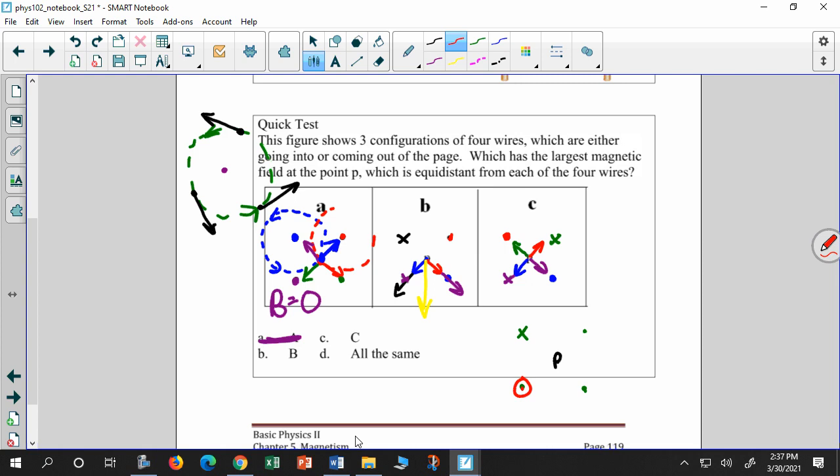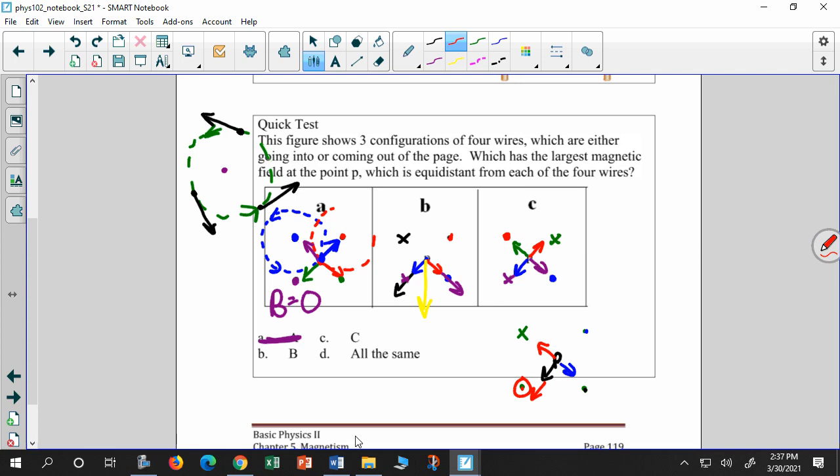I imagine my thumb in the direction of the current. At this point, the magnetic field is going to be in that direction. For this one, the magnetic field will be in that direction. And for this one, it'll be in that direction. And then for this last one, it's going to switch it up because my thumb's going into the page. The magnetic field would be in that direction.